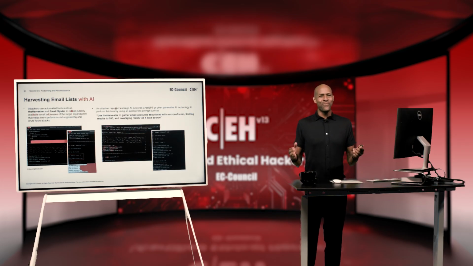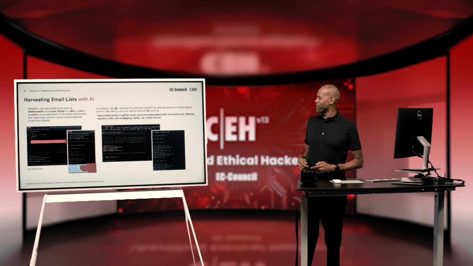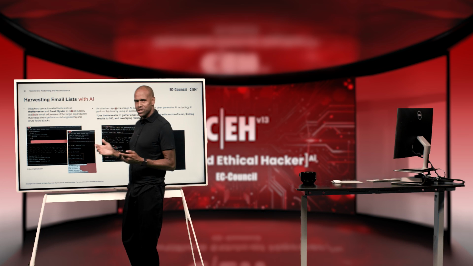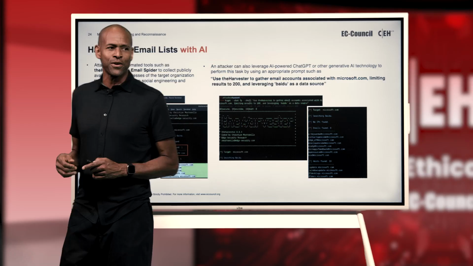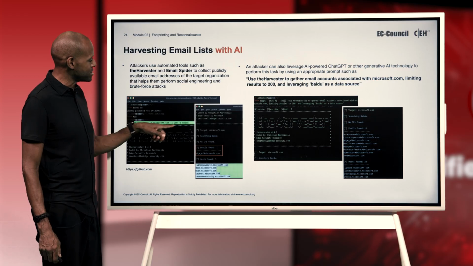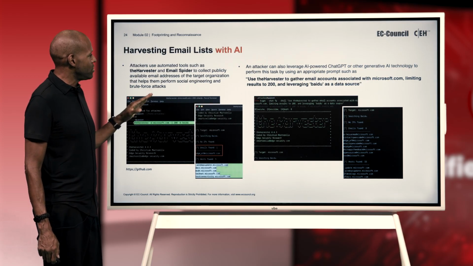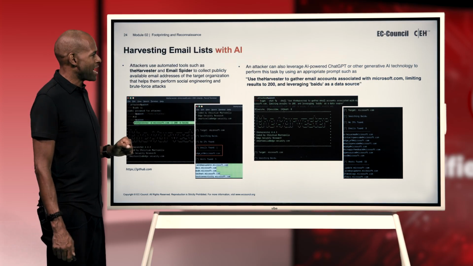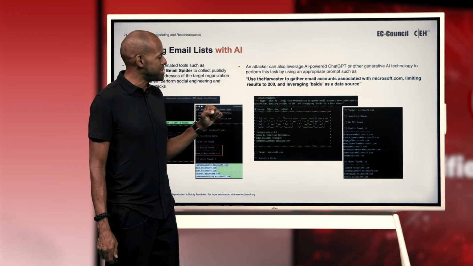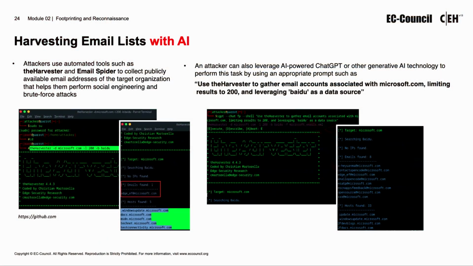All right, now we do it with AI. So let's have a look at how we do it with AI. And so if we look over here on the far side, we're still using the Harvester. And while we're doing the Harvester, as we see Microsoft, etc., what we're going to do is spider of that site. But over here, we're going to use the Harvester with SGPT, and we're going to bring up that shell again, and we're going to use the Harvester to gather email accounts associated with Microsoft.com.